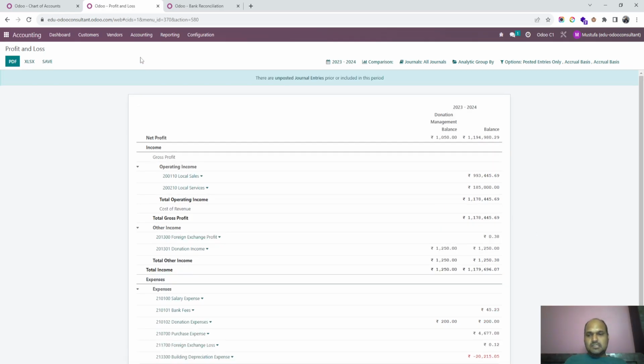So I hope this simple use case will help a lot of accountants and Odoo consultants to configure the right non-trade account and use this for various purposes, for organizations not making income.